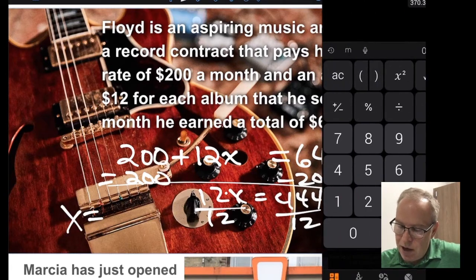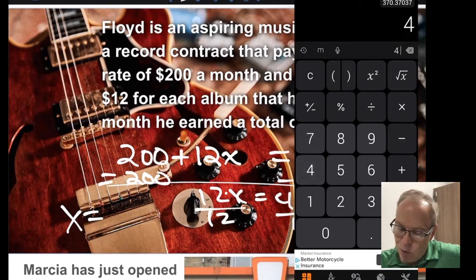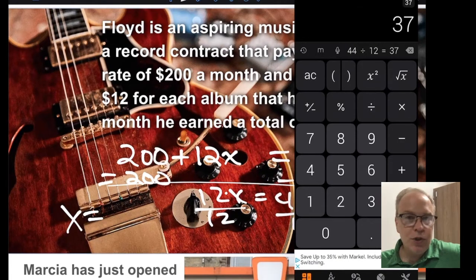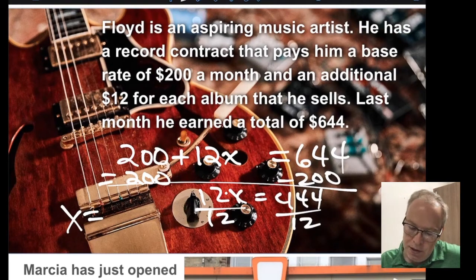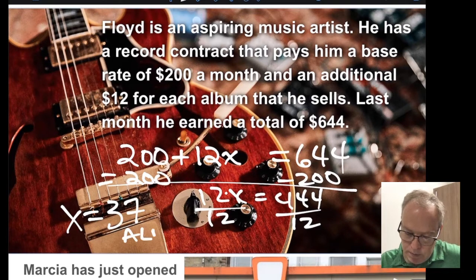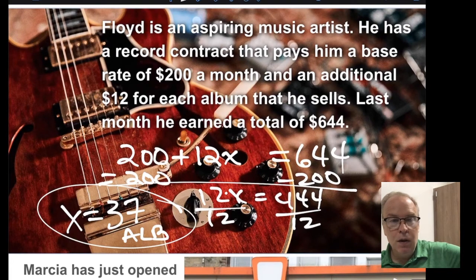Now you might need to go to calculator at this point. I have one off to the side here, ready to go. So 444 divided by 12 equals 37. It came out exactly. So that's not a surprise since you can only sell a full album. 37 albums. Always put your units. I like to circle my answer so that it's real clear where it's at. All right, so hopefully you all got that right.